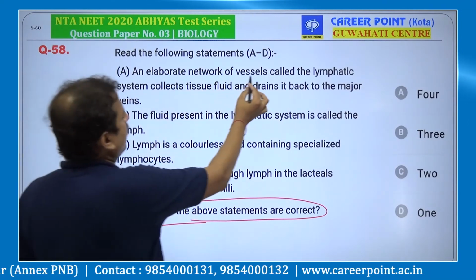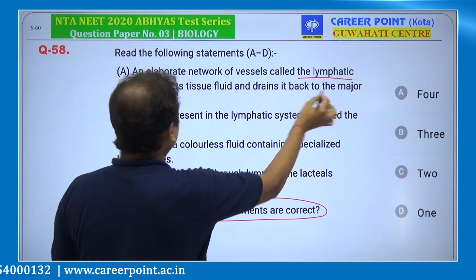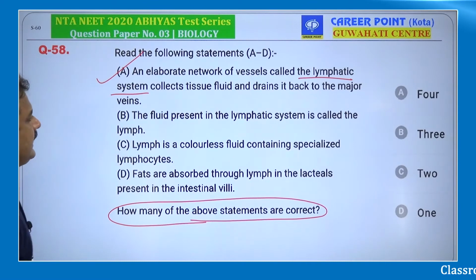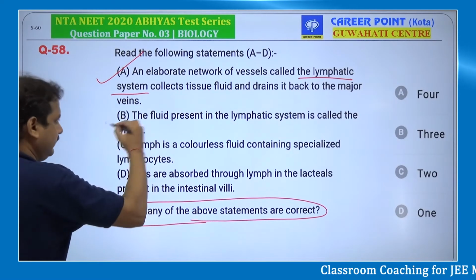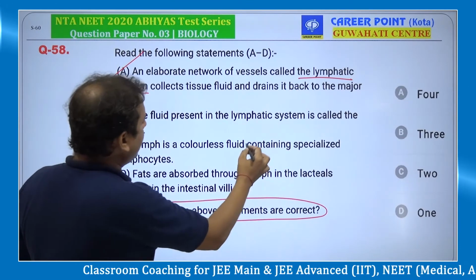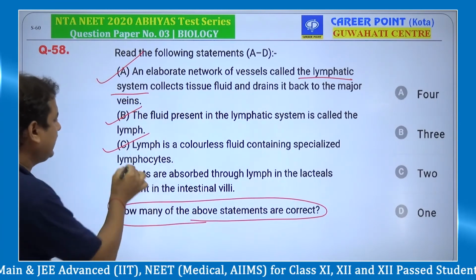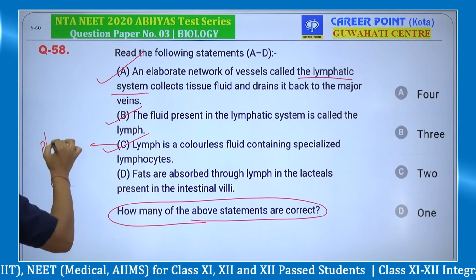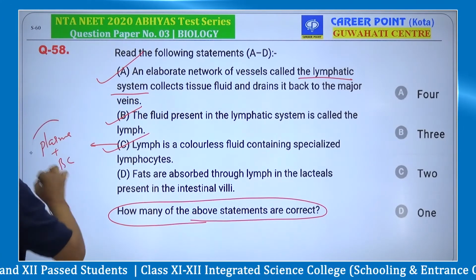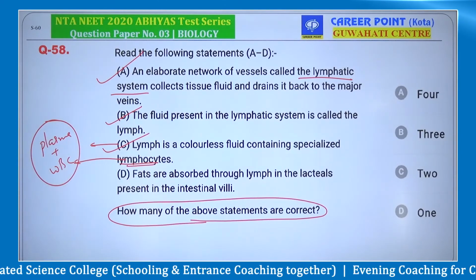An elaborate network of vessels called the lymphatic system collects tissue fluid and drains it back to major veins. Yes, it is correct. The fluid present in the lymphatic system is called lymph. Of course, right. Lymph is a colorless fluid containing specialized lymphocytes. Fine. Lymph is nothing but plasma plus WBC, and lymphocytes are WBC. So it is a correct statement.